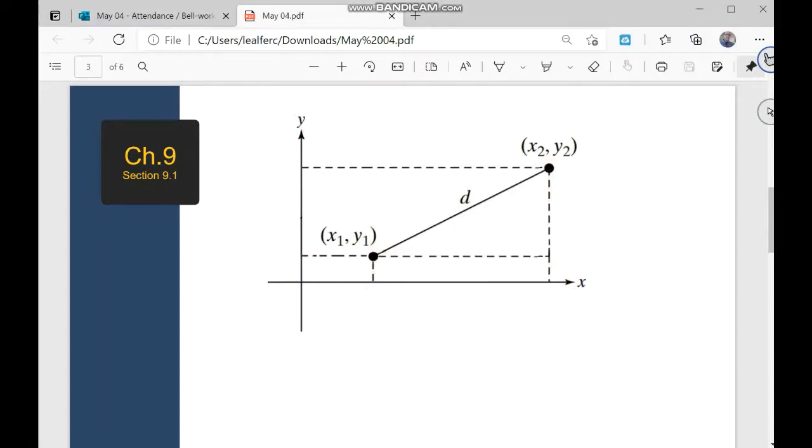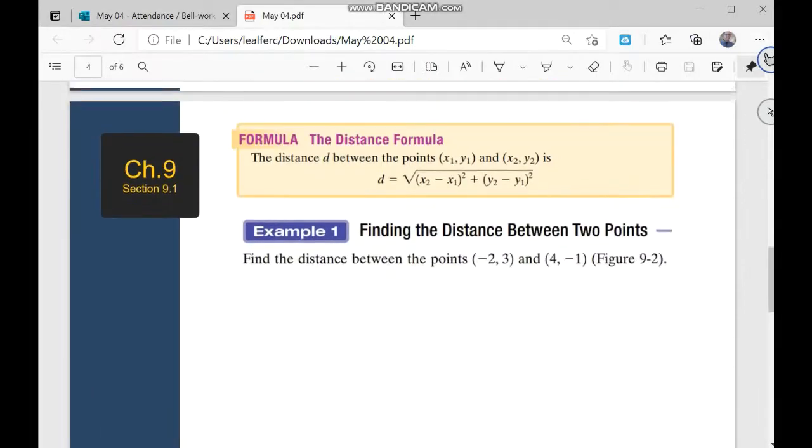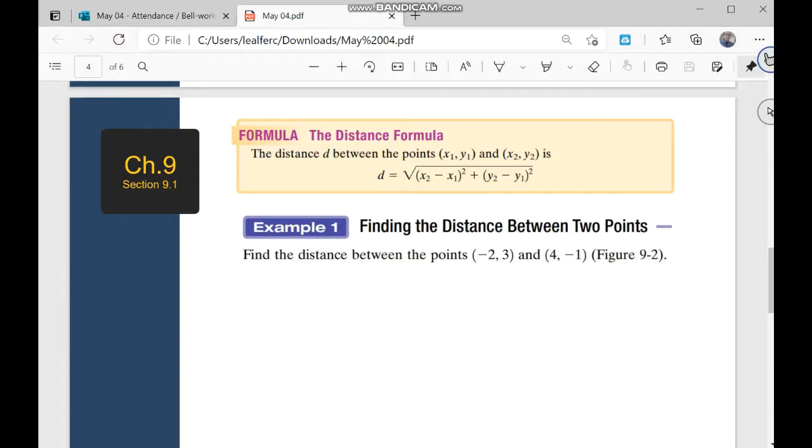Moving to the next, let me show just an example. And here you see the distance formula. Let's apply it to this example. Find the distance between points. Point 1 is going to be x equals -2, y equals 3. Point 2 is x equals 4, y equals -1, right?